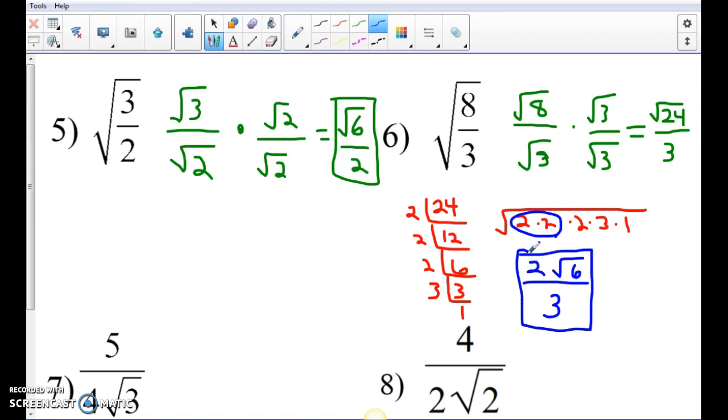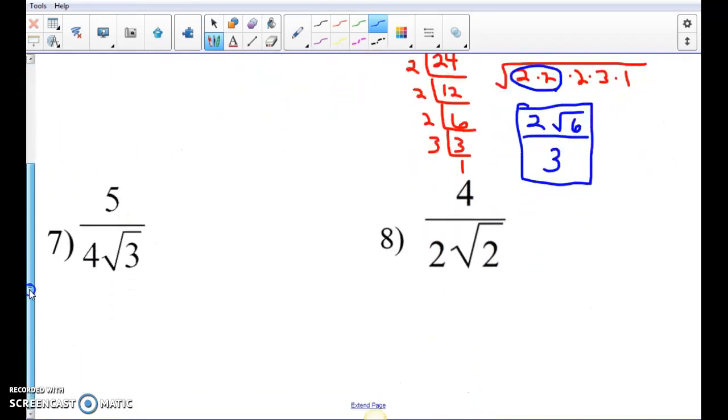If you had a little trouble with that, pause this and go back and rework that example with me, okay? All right, let's look at 7 and 8. Ooh, now these are looking tricky. But really, we're still doing the same steps. Same steps over and over again. I'm going to switch to purple now.